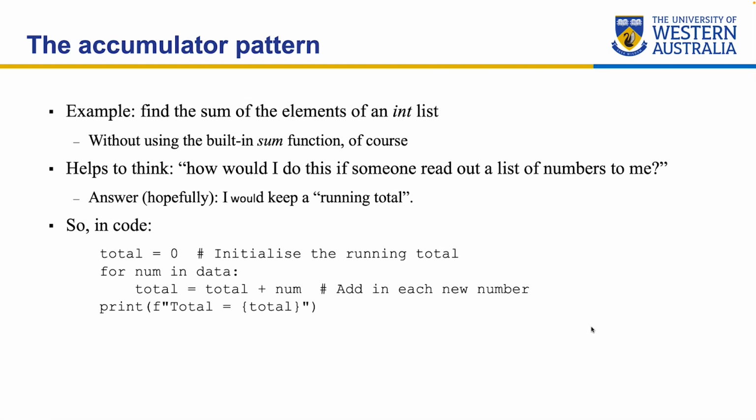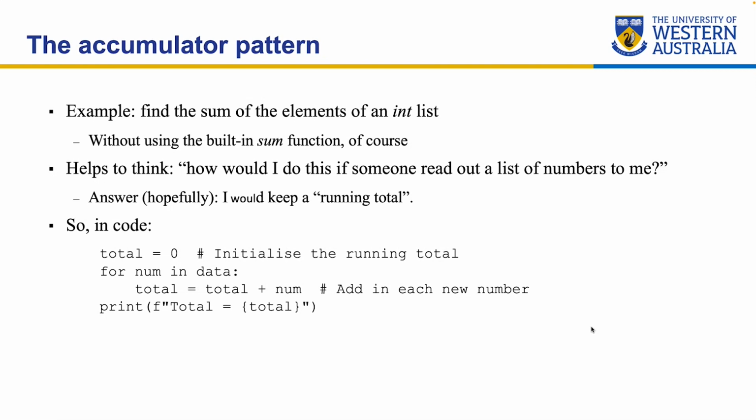The accumulator pattern is the one that accumulates a value and stores that value for later use. For example, find the sum of elements of an int list. There is a list given that contains integer values, and you just want to find the sum of it, without using the built-in function sum, of course, because this is to exercise your understanding of for loops. But you can imagine how the built-in sum function is written. It's written in this way as well.